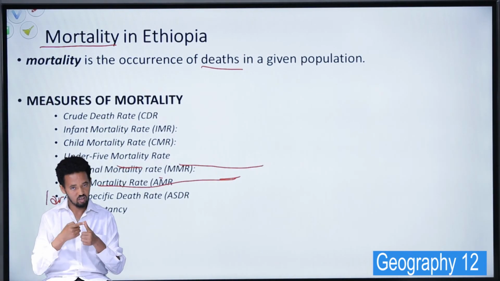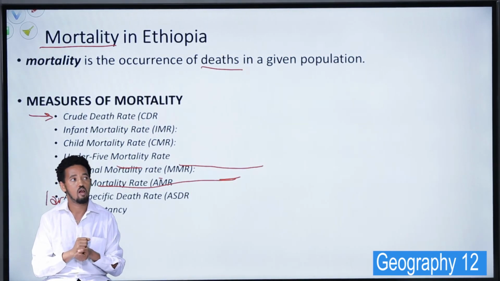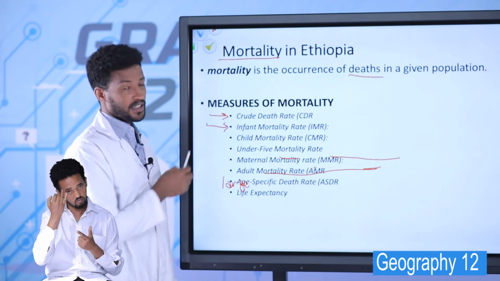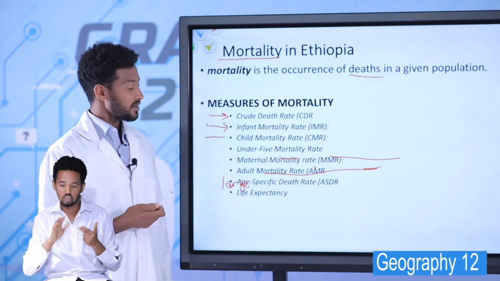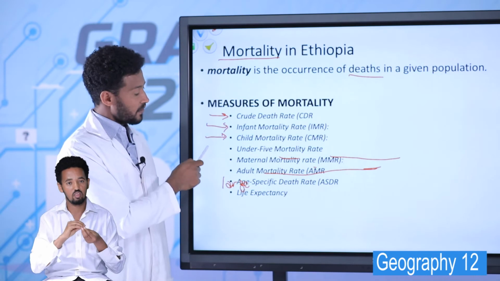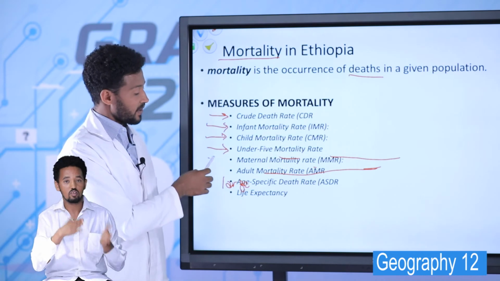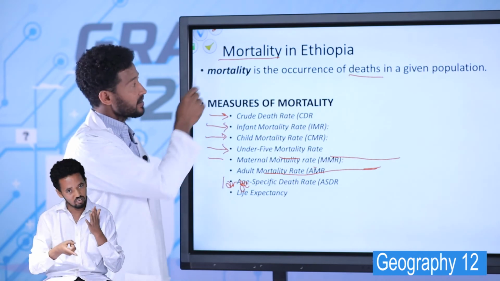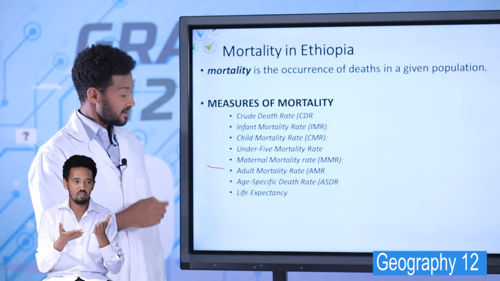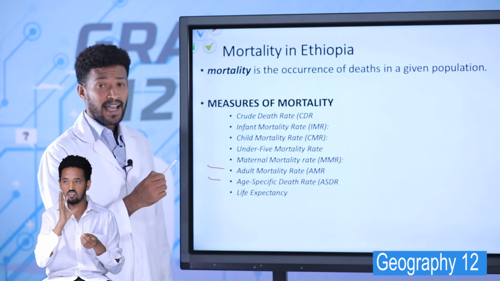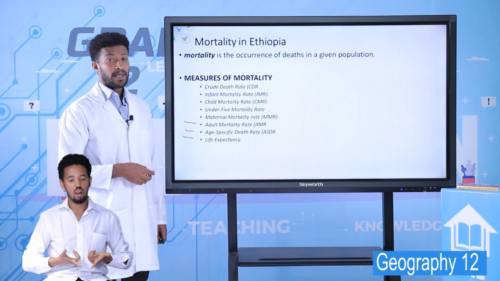The first measure of mortality is crude death rate. The second one is infant mortality rate. The third one is child mortality rate. The fourth one is under-5 mortality rate. The fifth one is maternal mortality rate. The sixth one is adult mortality rate. The seventh one is age-specific death rate. And finally, life expectancy.